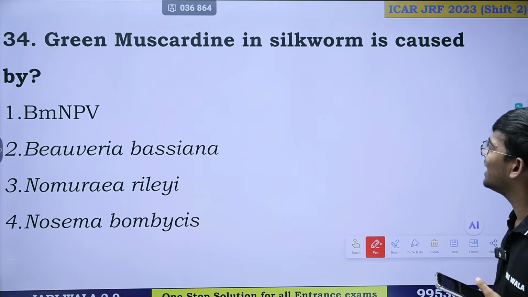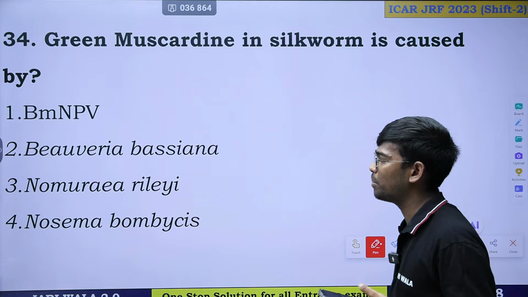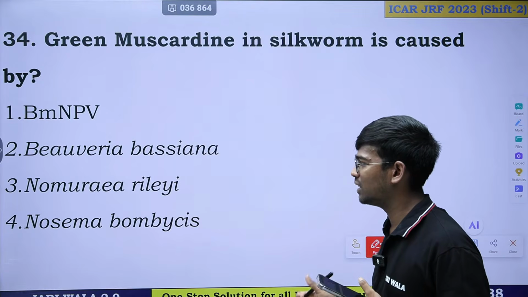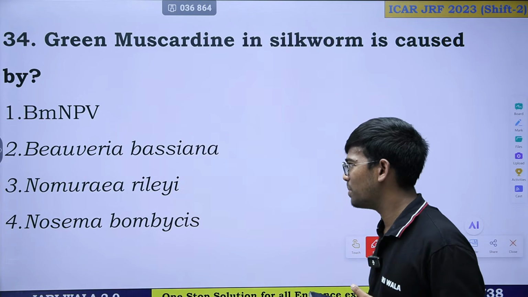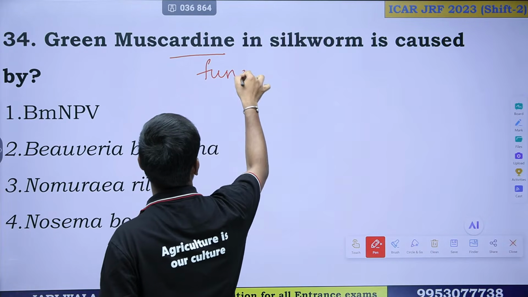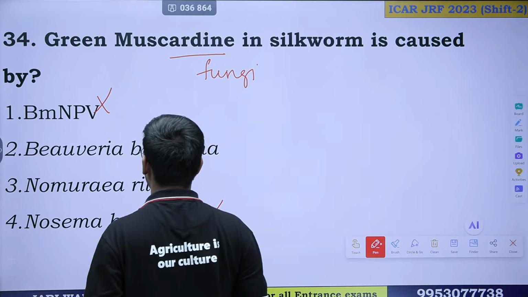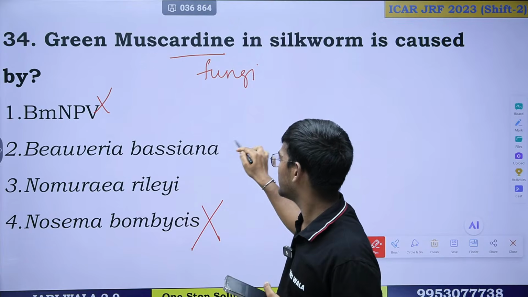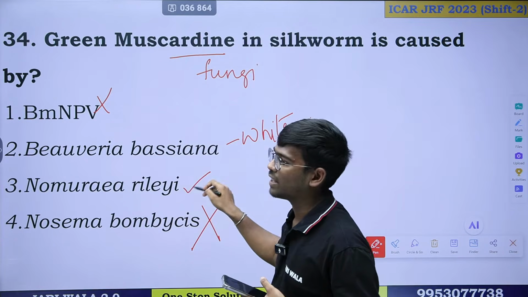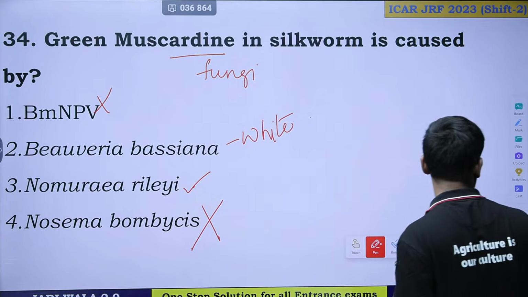Green muscardine in silkworm is caused by, they are giving four options. One is BmNPV, that is Bombyx mori NPV. Then Beauveria bassiana, the third is Nomuraea rileyi, and Nosema bombycis. We know the name itself, green muscardine, is a fungus, so Nosema bombycis won't be it. Beauveria bassiana is the white muscardine fungus, and Nomuraea rileyi was actually a previous name of Metarhizium anisopliae. Okay, so 3.